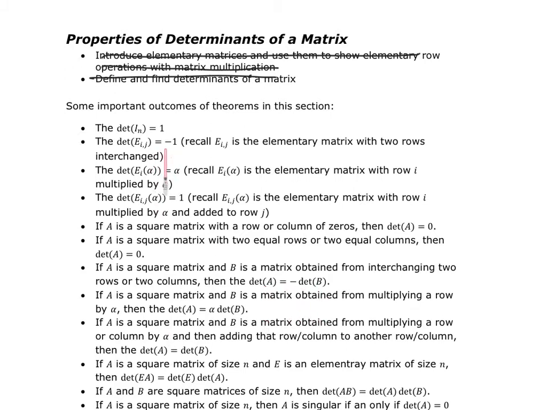And that's similar to up here, if two rows are interchanged. If A is a square matrix and B is obtained by multiplying a row by alpha, that's similar to this, and then the determinant of B is going to be alpha times the determinant of A. If A is a square matrix and B is obtained by multiplying a row or a column by alpha and then adding it to another row or column, then the determinant of B will be exactly what we started out with, which is the determinant of A.